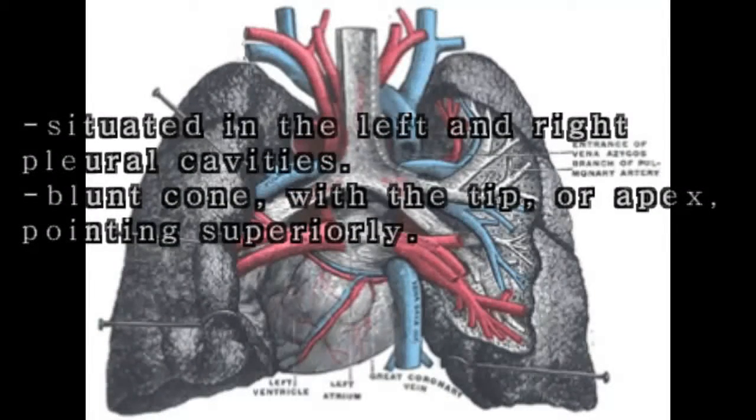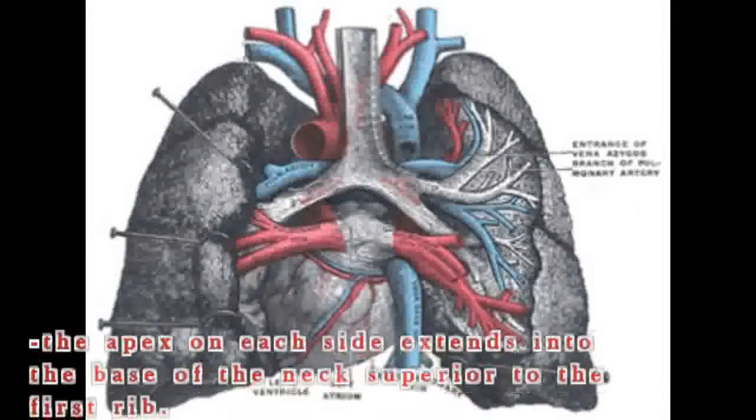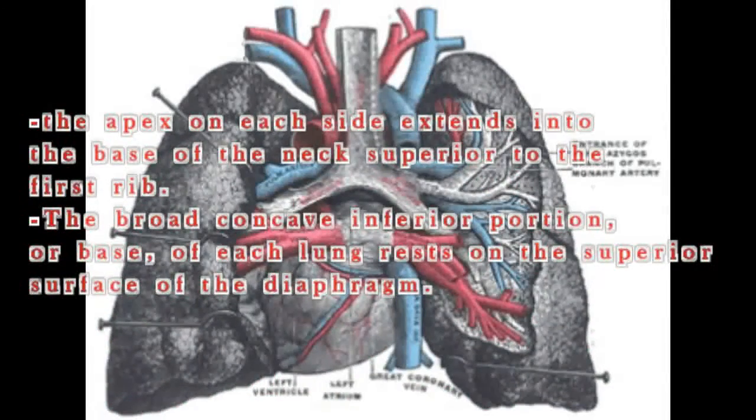The left and right lungs are situated in the left and right pleural cavities. Each lung is a blunt cone with the tip, or apex, pointing superiorly. The apex on each side extends into the base of the neck, superior to the first rib. The broad concave inferior portion, which we call the base, of each lung rests on the superior surface of the diaphragm.